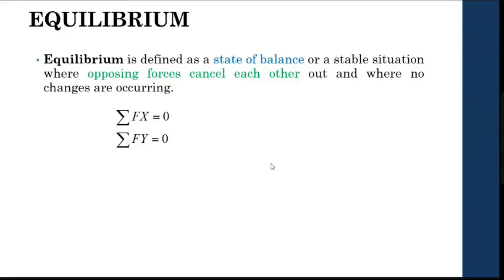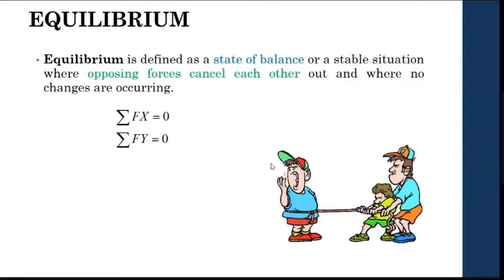So in order to achieve equilibrium, as I discussed earlier, your resultant should be equal to 0, which means sigma Fx is equal to 0 and sigma Fy is equal to 0, right? So consider this example also. Two persons are trying to move that person, the bigger one, but he is not moving, right? So it means that he is at an equilibrium state. Okay. So this is one example of equilibrium, right?